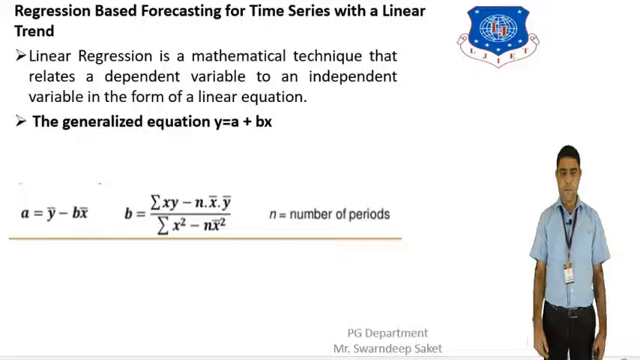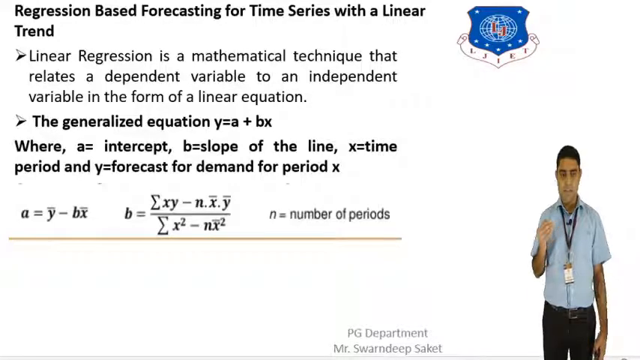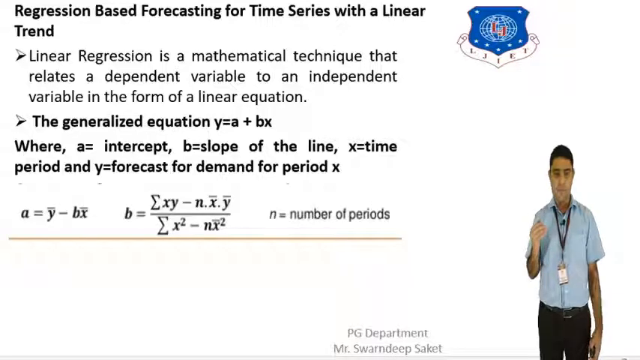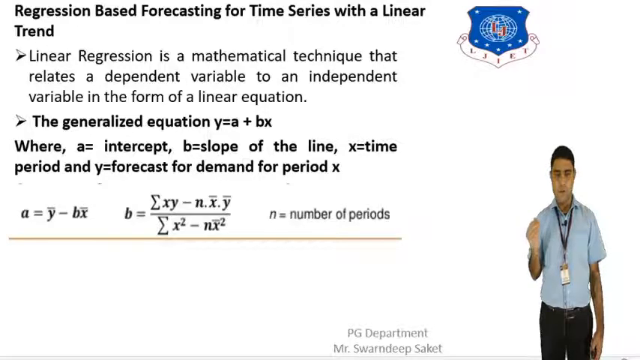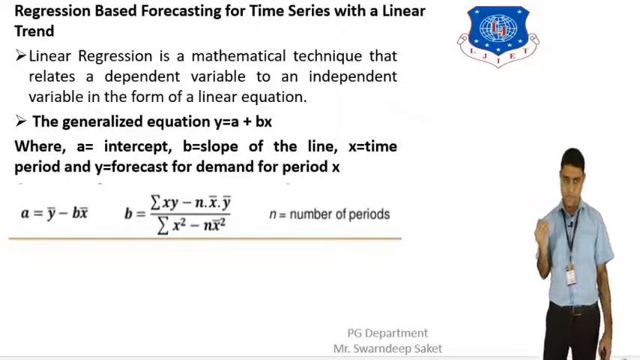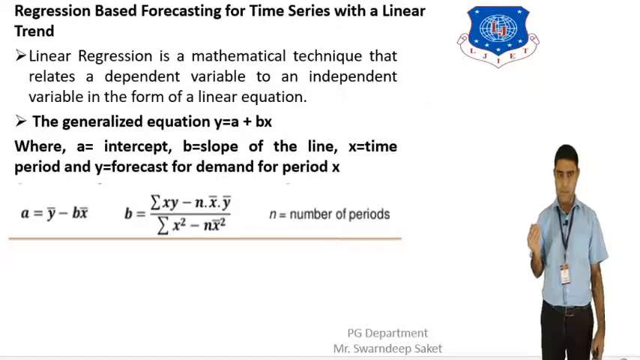So the generalized equation is y is equal to a plus bx, where a is the intercept, b is the slope of the line, x is the time period, and y is the forecast for demand for period x. So a is equal to y bar minus b x bar, and b is equal to summation xy minus n into x bar into y bar divided by summation of x square minus n into x bar squared, where n is equal to the number of periods. So this is the equation for the regression based method.